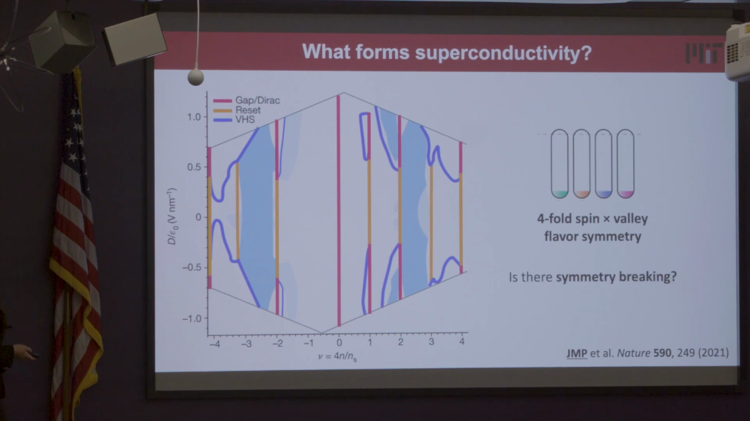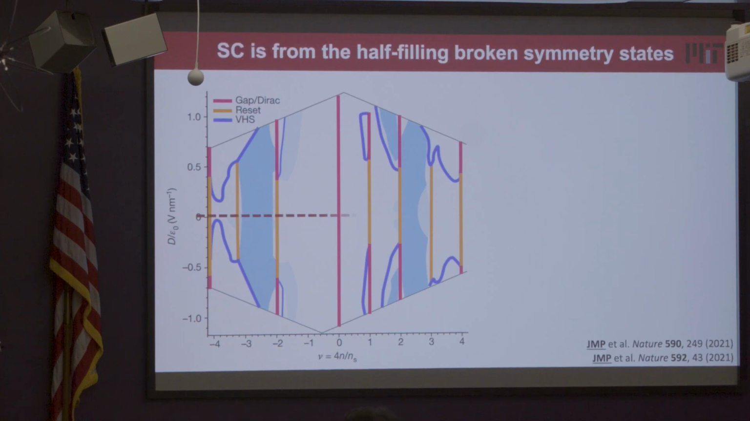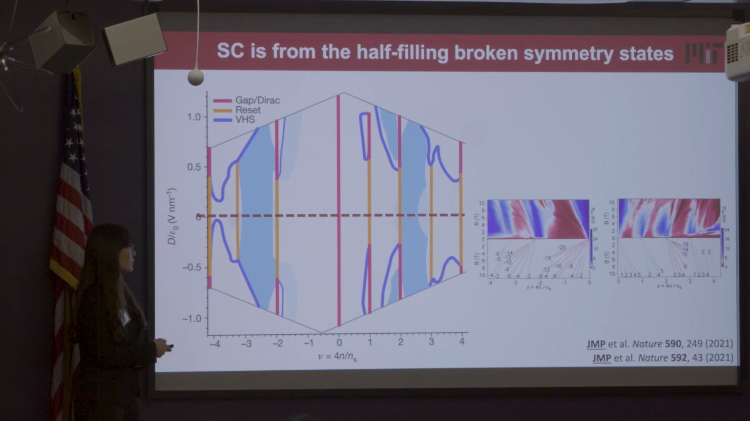So we want to study whether there's a symmetry breaking of this flavor degeneracy. We can do this by taking some quantum oscillations across this density line, or any density lines in this entire phase map. And here's the data of what you can find.